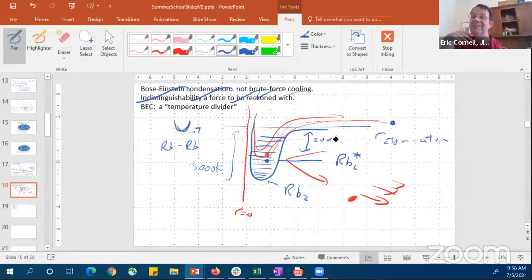So the molecule, now two atoms stuck together, flies away one way, and then the atom flies away the other. They both have energies which are essentially infinitely high compared to the temperatures of the condensate of our sample. So they're gone. So that's the effect of three-body collisions. It's called three-body recombination.